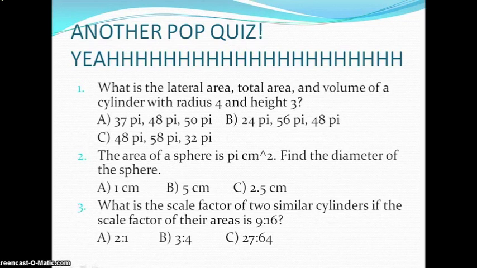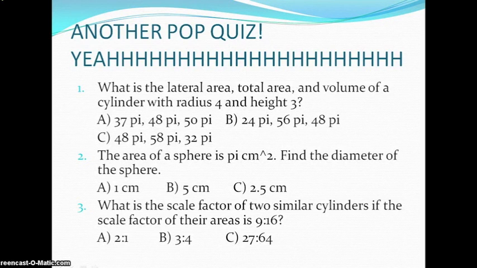Another pop quiz! Number 1. What is the lateral area, total area, and volume of a cylinder with radius 4 and height 3? A. 37 pi, 48 pi, and 50 pi. B. 24 pi, 56 pi, 48 pi. And C. 48 pi, 58 pi, 32 pi. You are correct! It is B. 24 pi, 56 pi, 48 pi.